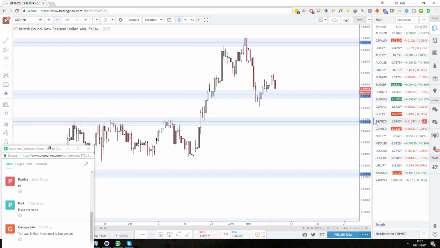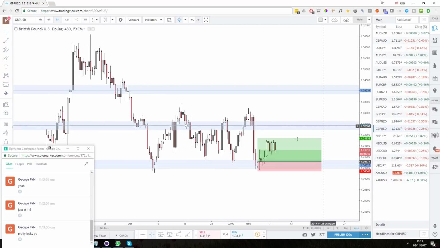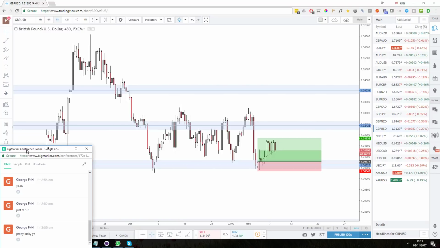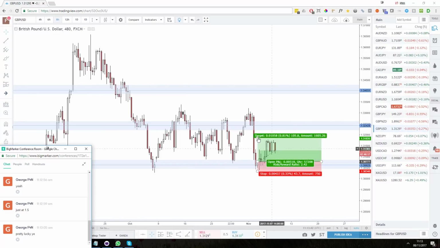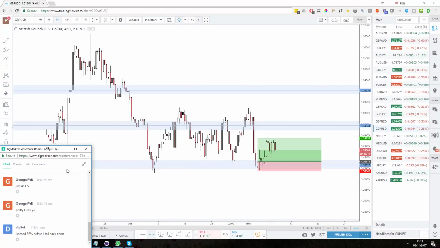You managed to get out of EURAUD, Doz. Sorry, Doz is a nickname, I should say George. Oh, you got out just at 1.5. That's pretty lucky. GBP New Zealand, nothing. GBPUSD. Who's still long on GBPUSD, by the way? This trade must be annoying you. Anyone still long? No? Alright, cool. So it looks like people... Oh, there we go. Digitalk is still long. I was wondering if you were still long because you were yesterday.